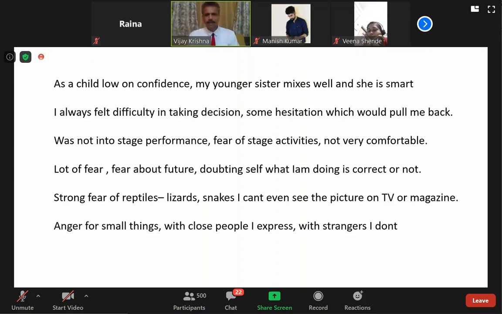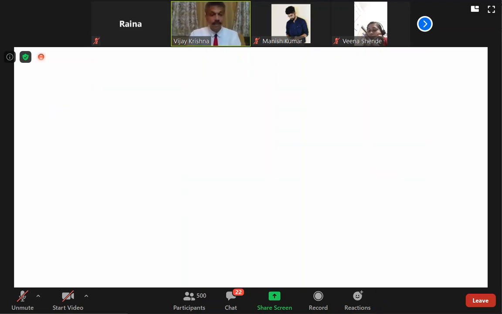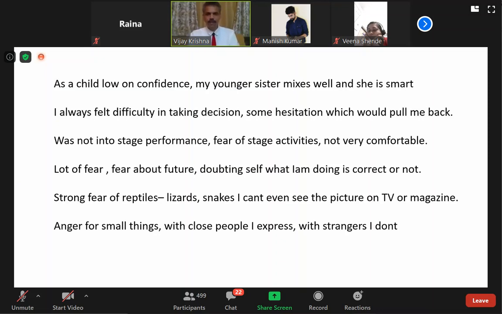She is angry for small things, basically with close people, and with strangers she generally doesn't express her anger. So this is in short about her case. Don't ask me more questions about the case, but if you can give me a small analysis, what exactly did you get in this case?